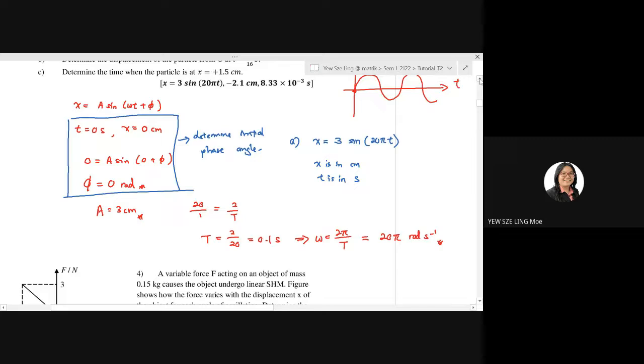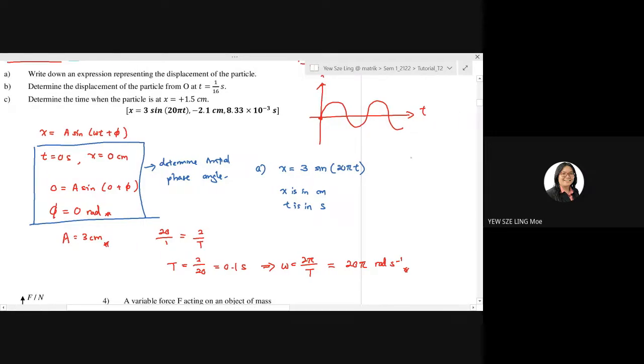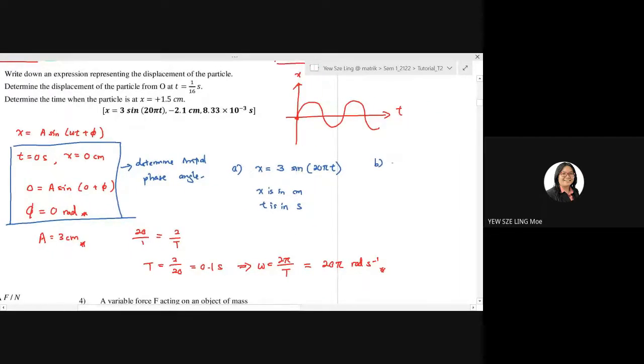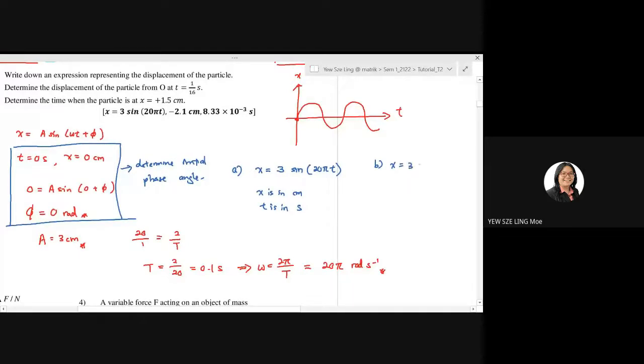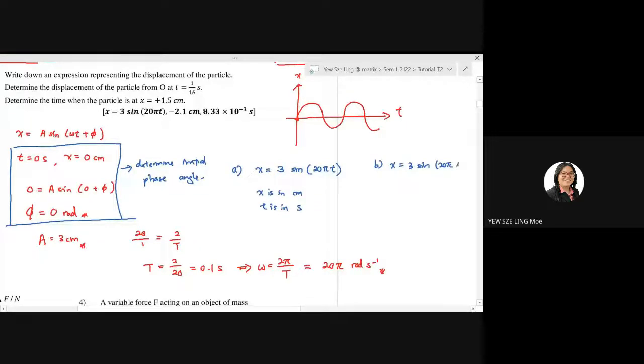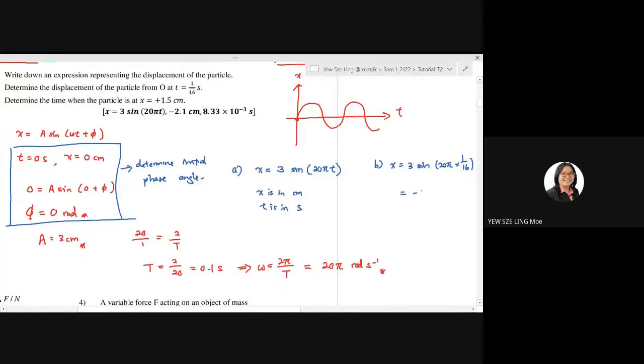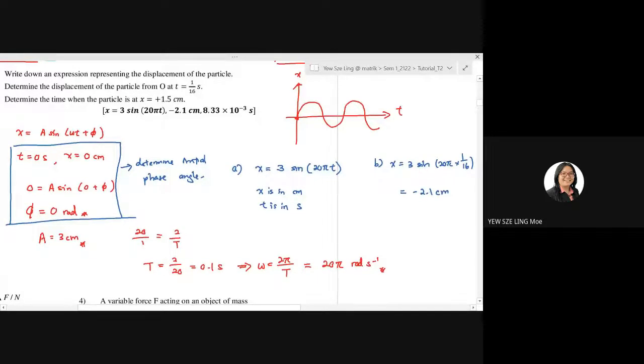Question B. Determine the displacement of the particle from O at time t equals 1 over 16 second. So basically, you just substitute it into the equation. Now that you have the general equation, x equals 3 sine 20 pi times 1 over 16. Therefore x is equal to negative 2.1 cm.